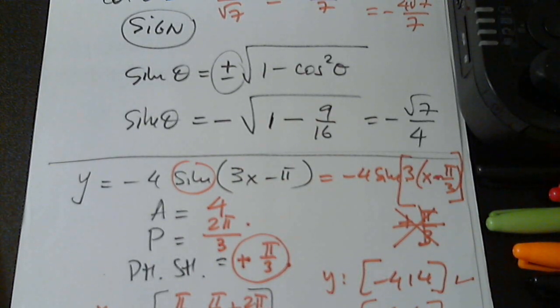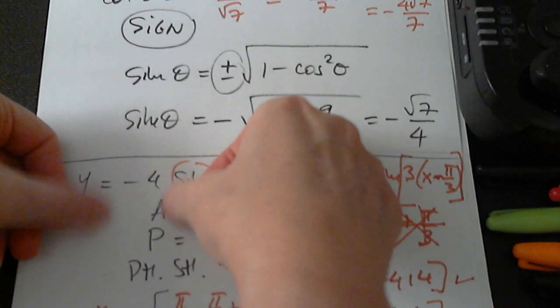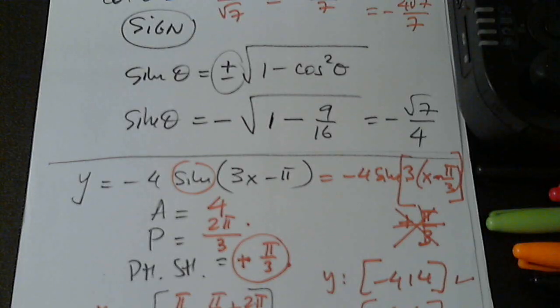Any questions on this? I have a question. Yes, please. So the amplitude, you found that by the -4? Yes, it's the absolute value always. Okay, all right. The amplitude is always the absolute value of the number in front of sine or cosine. All right, thank you.